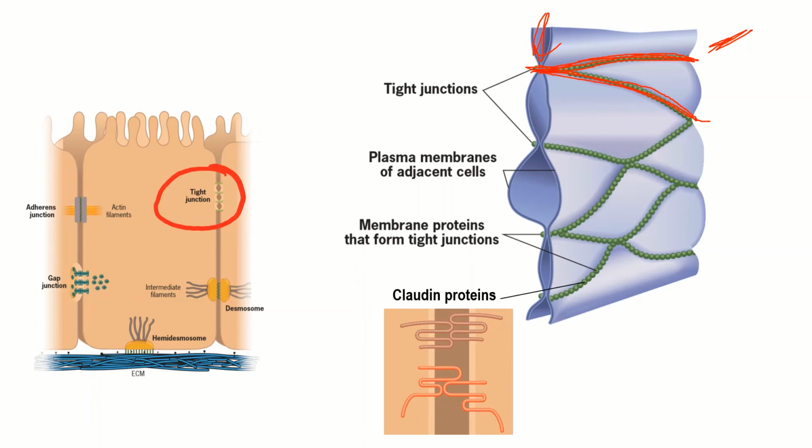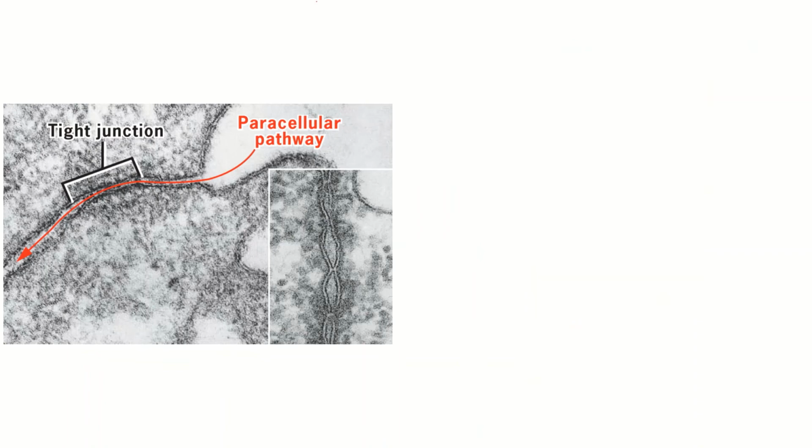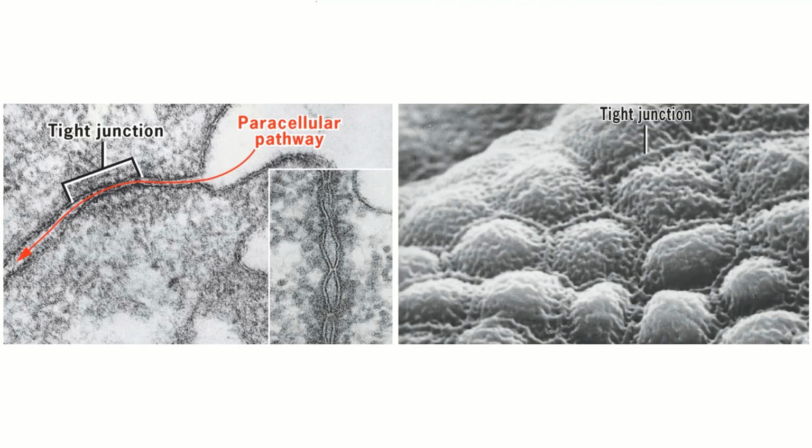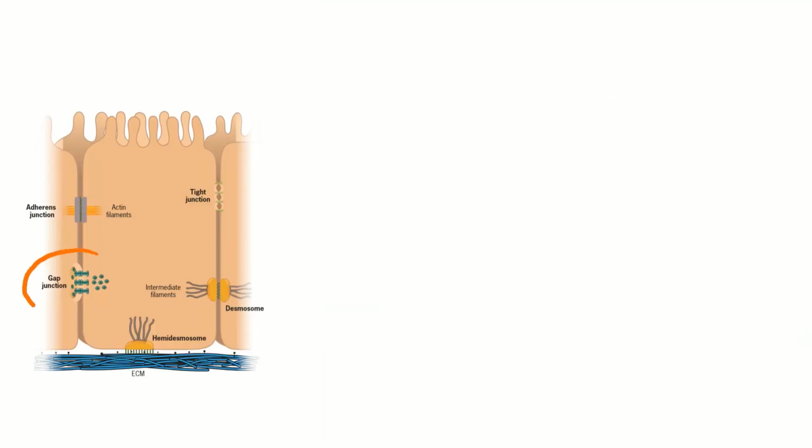And this is their detailed structure. So as shown here, in tight junctions, there will be a difficulty for extracellular fluid to pass in between cells because of the claudin. The next, the gap junctions.